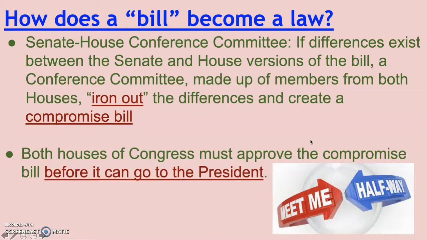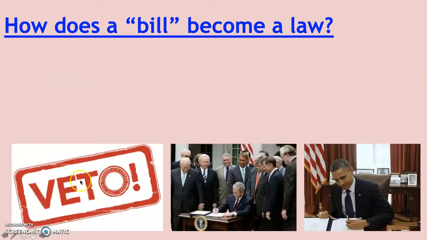So both of the houses of Congress need to approve the compromise before it goes to the president. So the president will never get a bill that is torn between the House and Senate. They must agree before it gets to the president. And then here it is, right? This is what a lot of people think of.